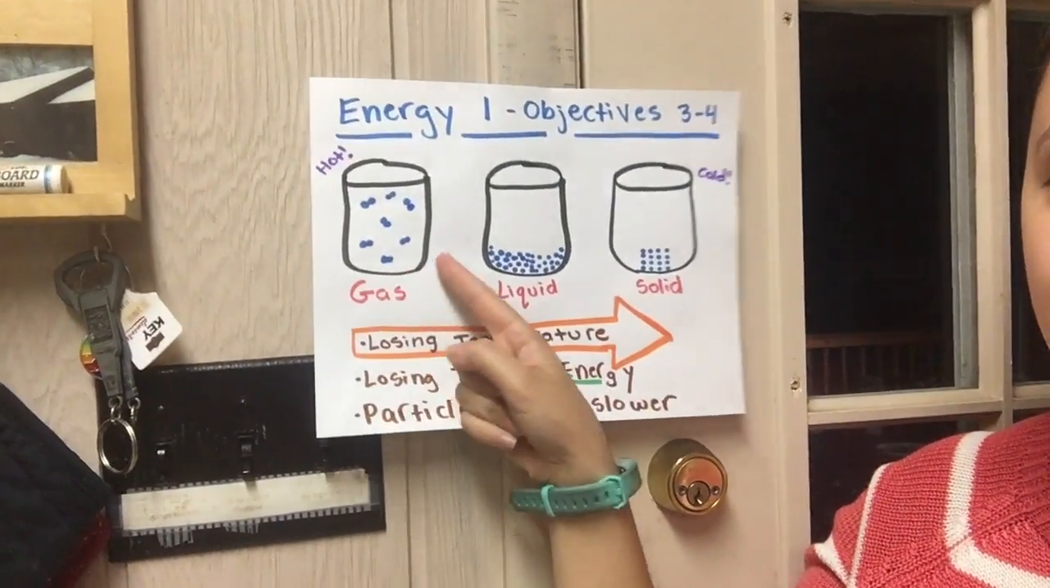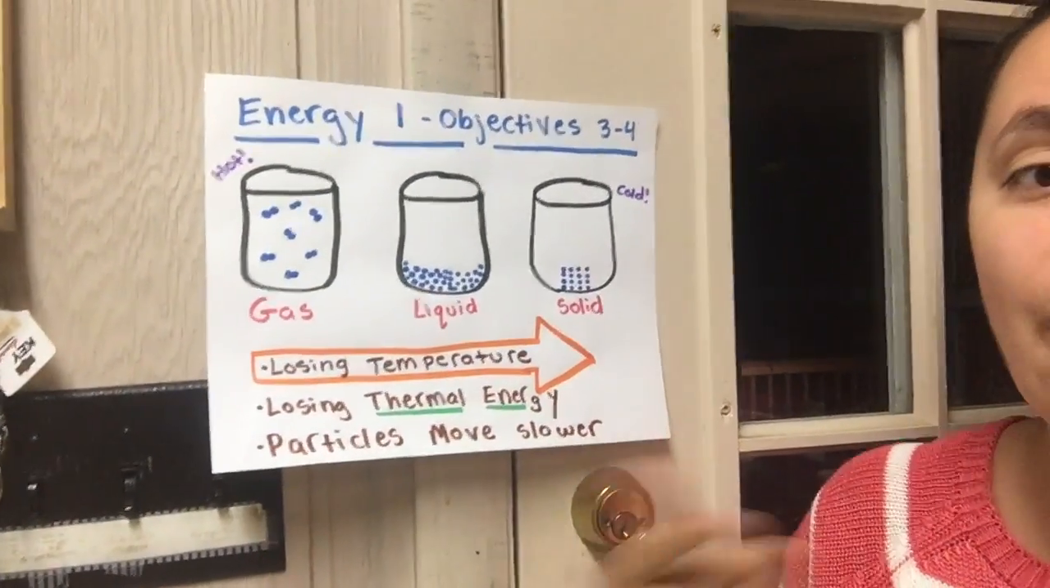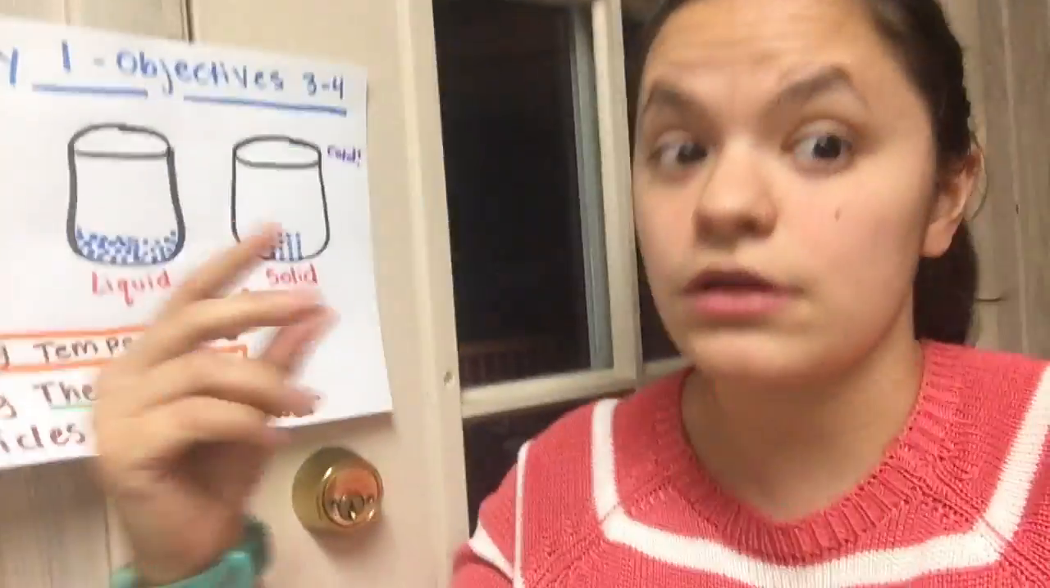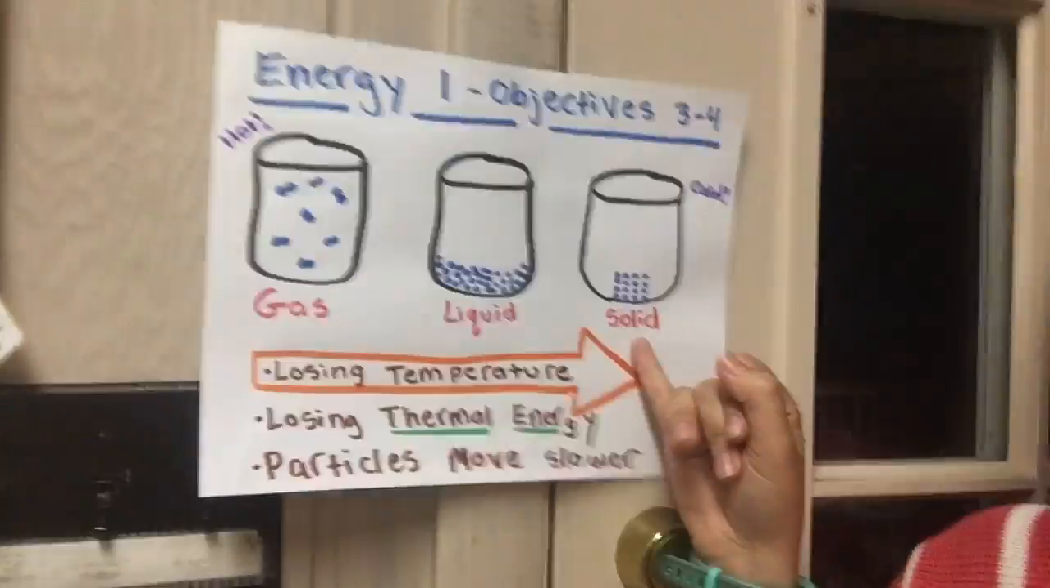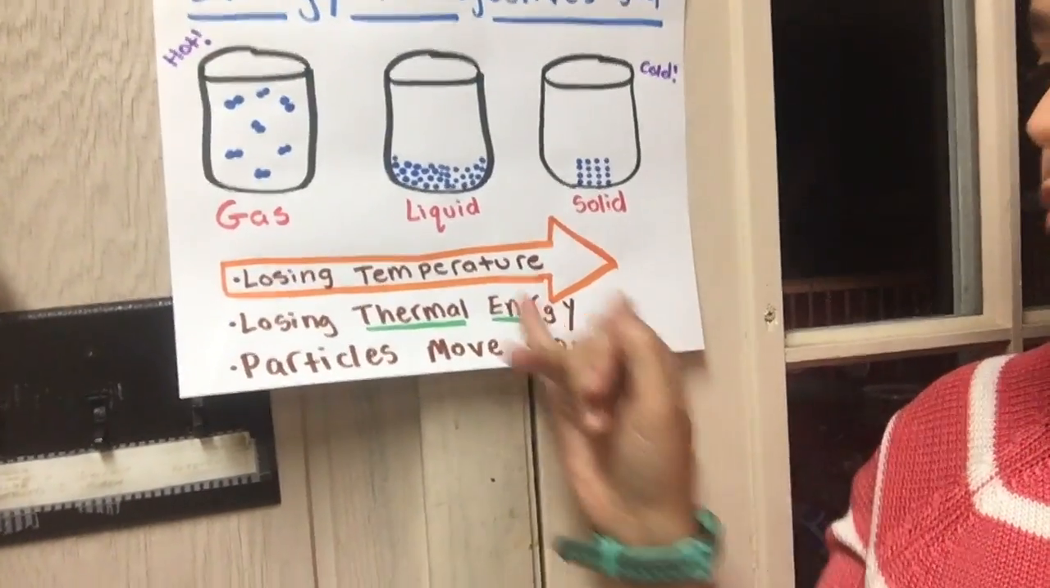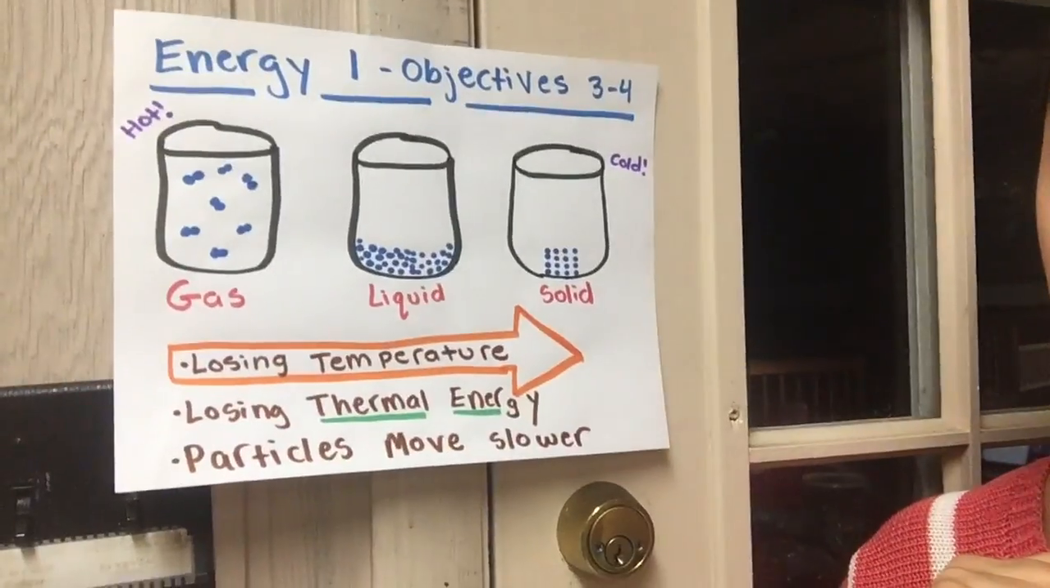and that is basically how quickly are the particles that make up that gas, liquid, or solid, how fast are they moving? So in a gas, they're moving really quick. They're speeding along. In a solid, they're moving really slowly, okay? And so that's where you'll see that loss in thermal energy.